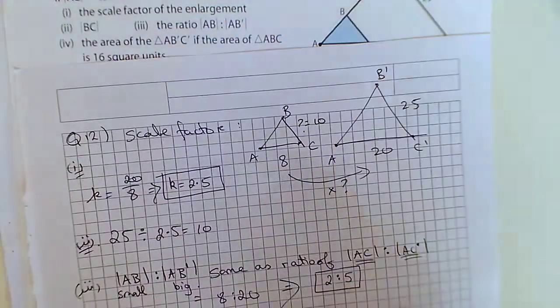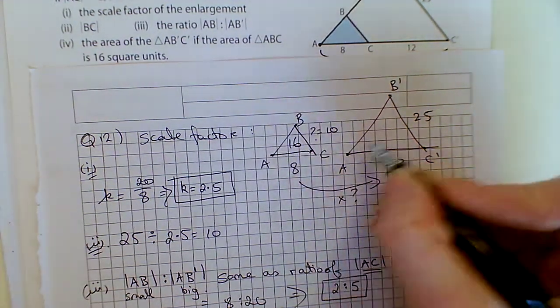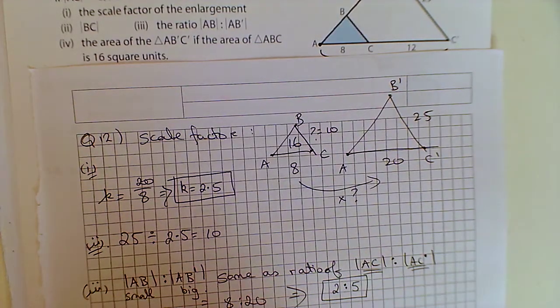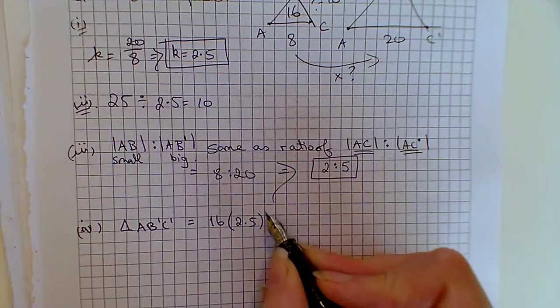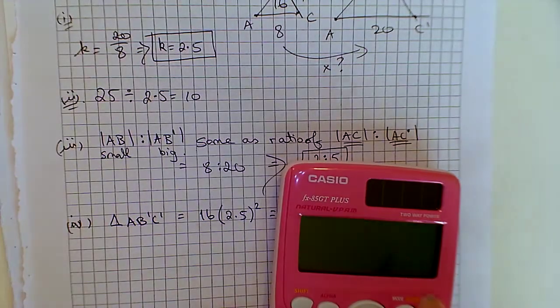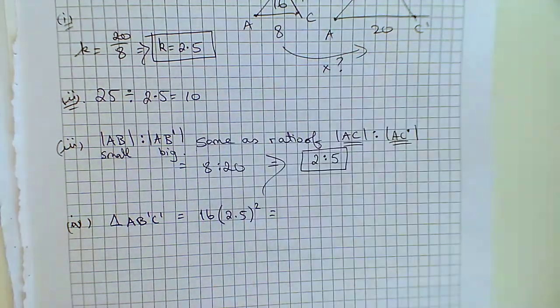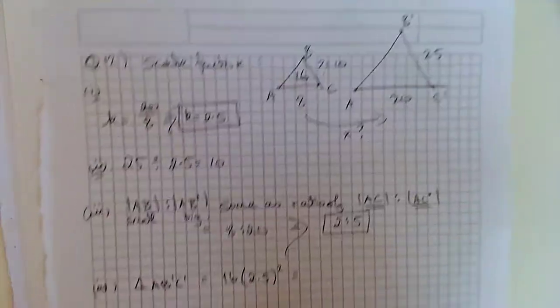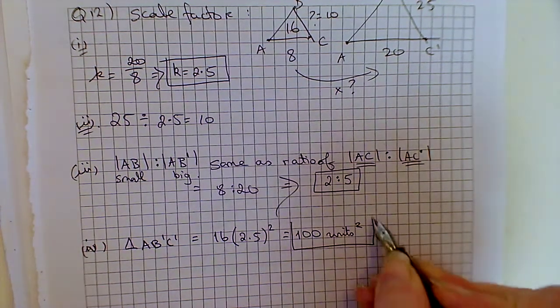Okay, finally, we're told that the area of ABC is 16. So can I find the area of the bigger one? So the area, part 4, the area of A'B'C' will be the area of the smaller one multiplied by K squared, 2.5 squared. So that's going to be 16 by 2.5 squared. And that is 100. And were they centimeters? No, square units. So that is 100 square units. Okay.